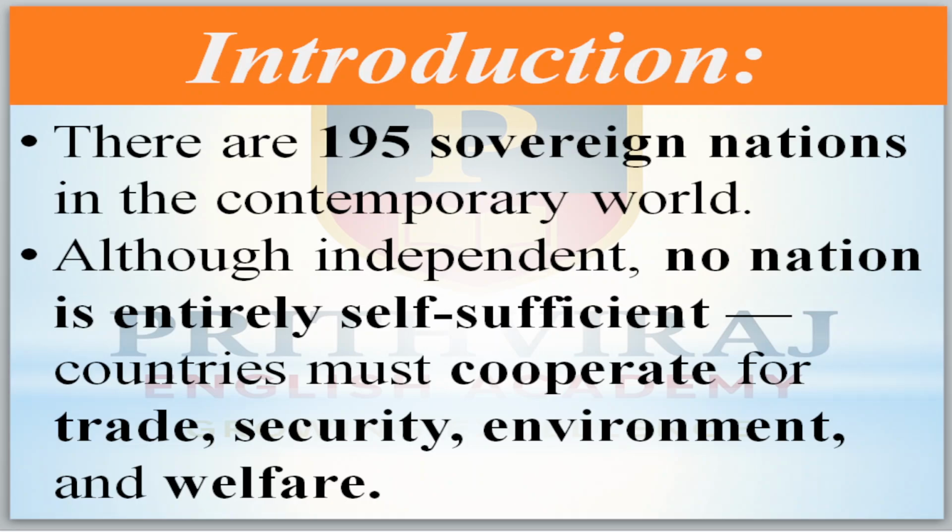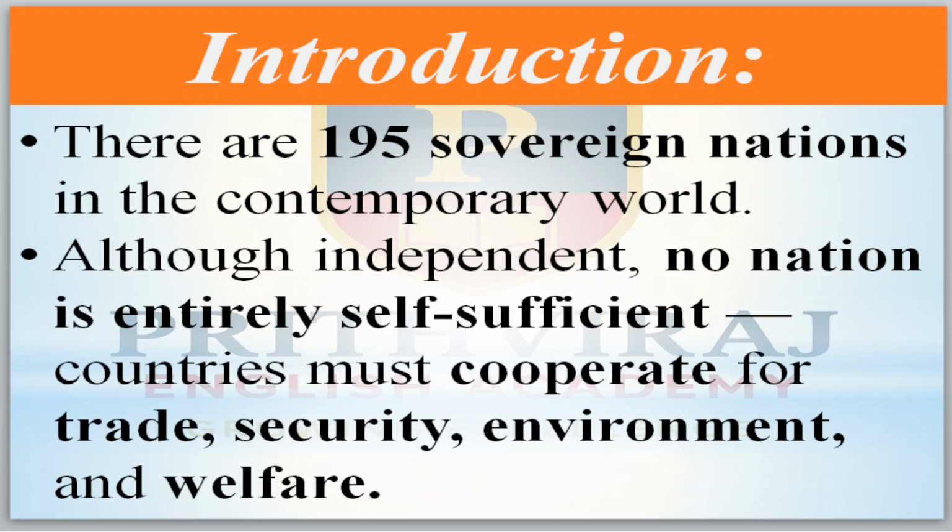There are 195 sovereign nations in the contemporary world. Contemporary means the present world. At present, 195 sovereign nations are there. Sovereign means they are independent nations. Although independent, no nation is entirely self-sufficient. This means 195 countries may be independent, but they are not self-sufficient. So they are all interdependent.